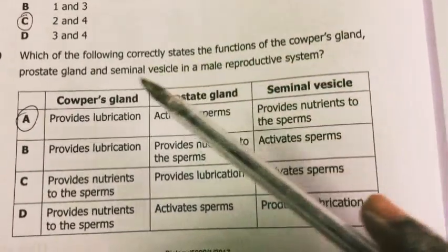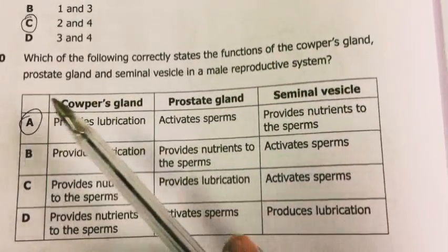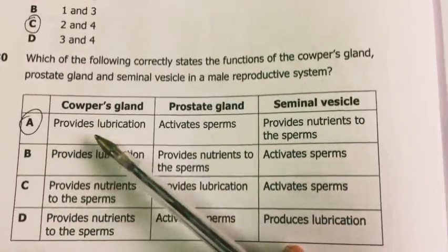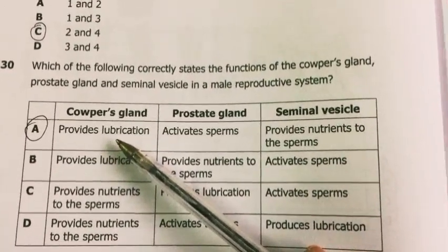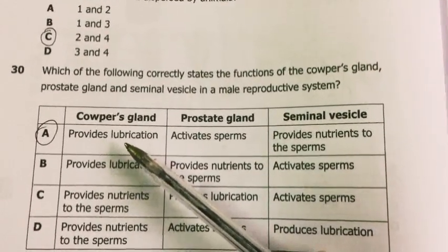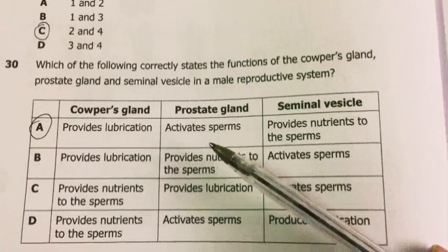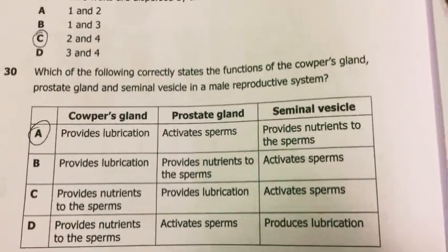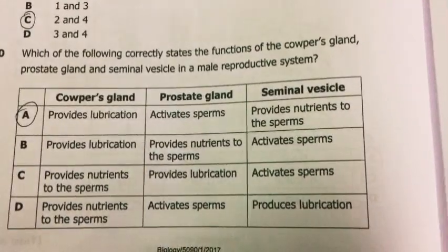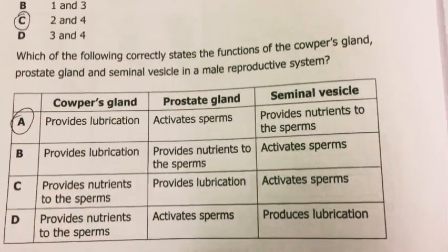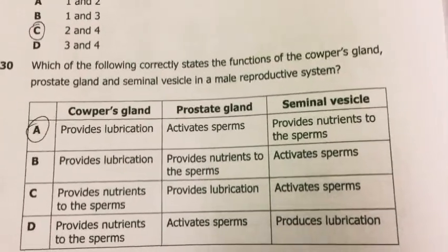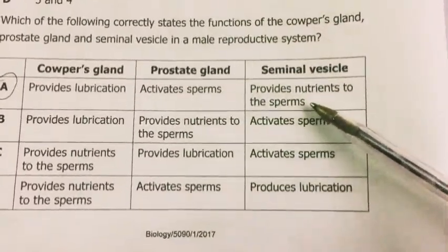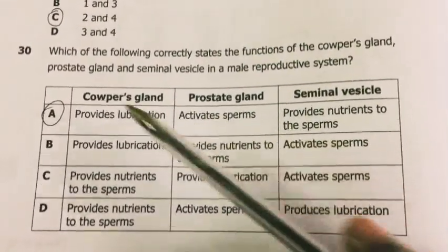Question 30. Which of the following correctly states the functions of the Cowper's gland, prostate gland, and seminal vesicle in male reproductive systems? My answer was A. Cowper's gland provides lubrication. It produces a clear, mucus-rich fluid. Then the prostate gland activates sperms. It's a site where sperms are partially stored and grow into maturation. Then seminal vesicle produces a fluid that is rich in simple sugars like fructose. These are the sugars that sperms absorb as they move around, and even after ejaculation, they are nutrients. In short, they provide nutrients to the sperm cells or spermatozoa. A is the answer.